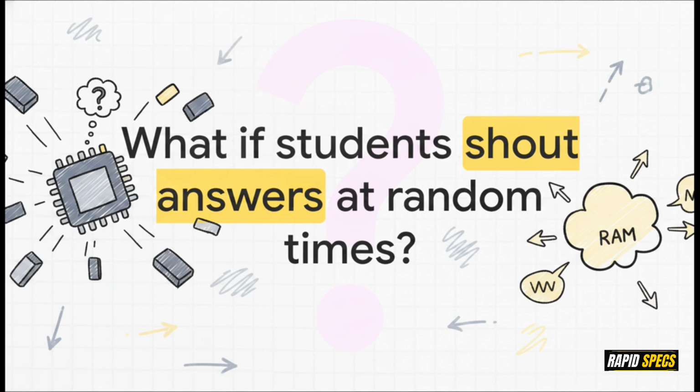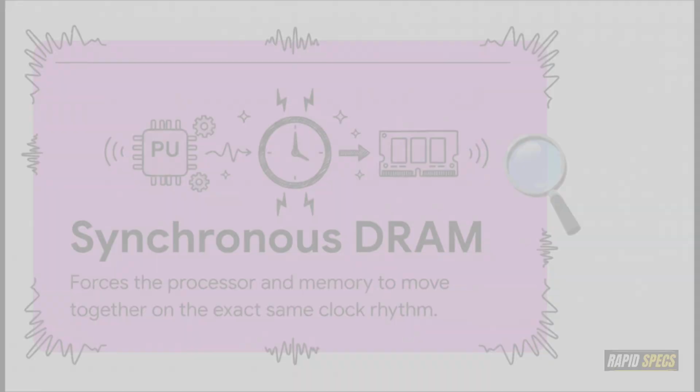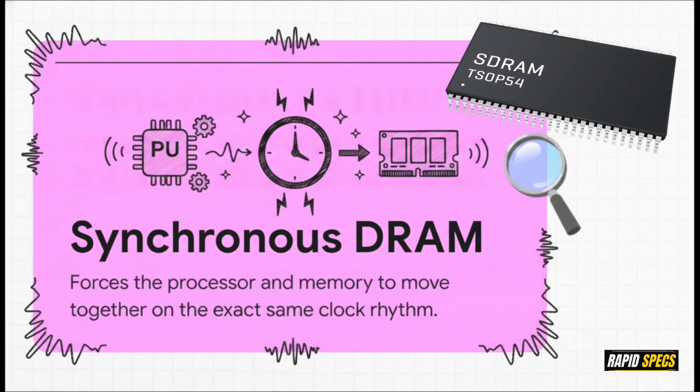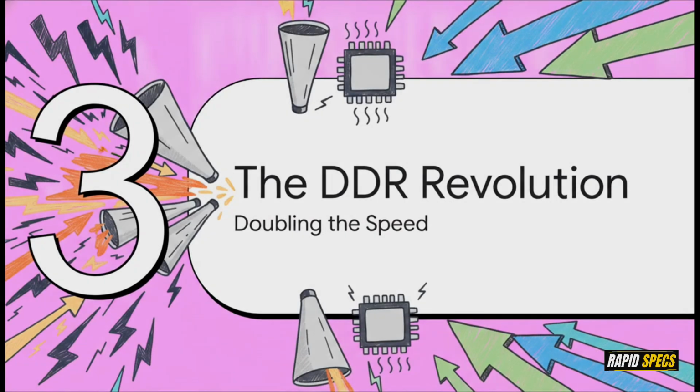The CPU would ask for data and then just stand around twiddling its thumbs because the RAM would answer whenever it felt like it. The brilliantly simple solution to this was SDRAM, or synchronous DRAM. Engineers basically forced the processor and the memory to move together on the exact same clock rhythm. Because everything finally became predictable, the CPU didn't have to wait around anymore. It permanently solved that shouting classroom problem, and overall system performance absolutely skyrocketed. Which brings us to part 3, the DDR revolution, where we start doubling the speed.